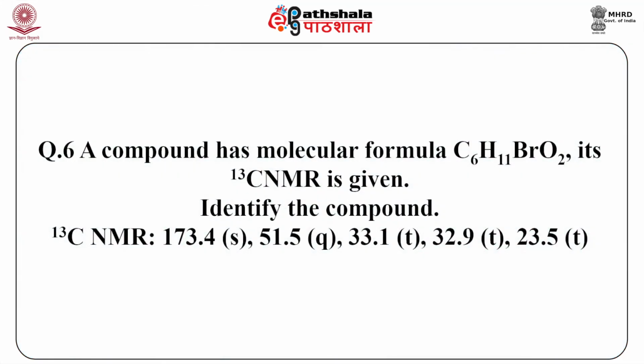A compound has a molecular formula C6H11BrO2. Its carbon 13 NMR data is given as 173.4 singlet, 51.5 quartet, 33.1 triplet, 32.9 triplet and 23.5 triplet. Now this data shows us the splitting, as this is a coupled spectrum for the carbon 13 of the given compound. Again, double bond equivalence was found to be 1, which most likely shows the presence of either a double bond or a carbonyl group.